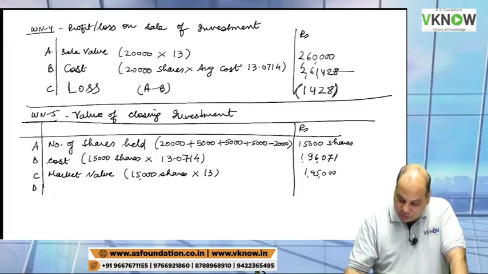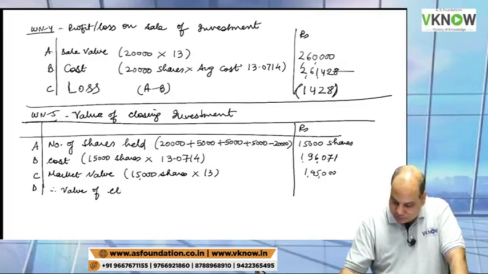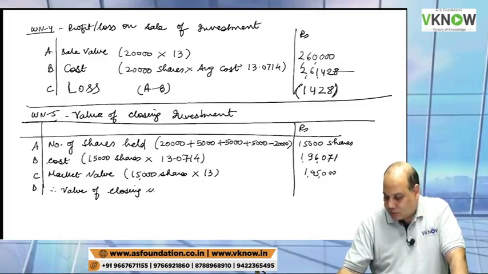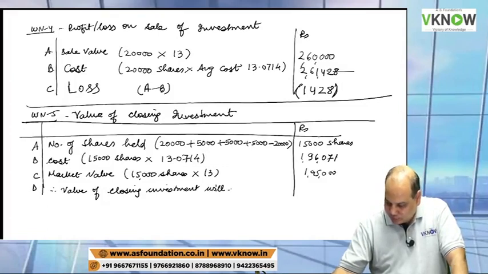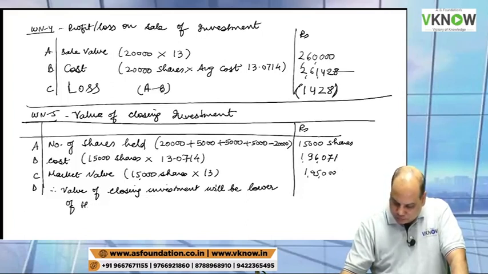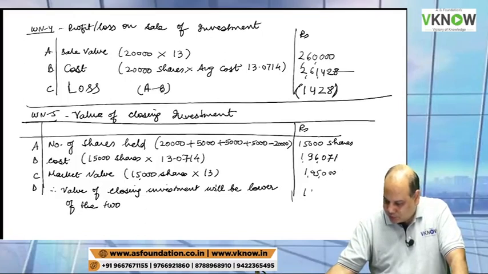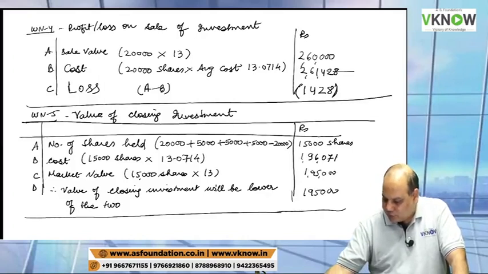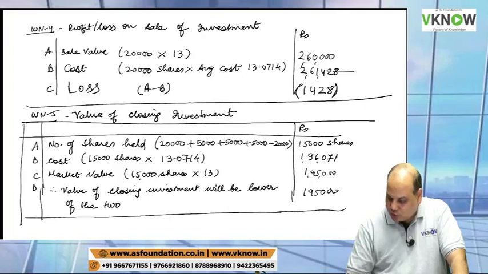Therefore, point number D, the value of closing investment will be the lower of the two. And that answer will be 1,95,000. This time we will have a loss because of fall in the value. So that loss also we will transfer to P&L account.